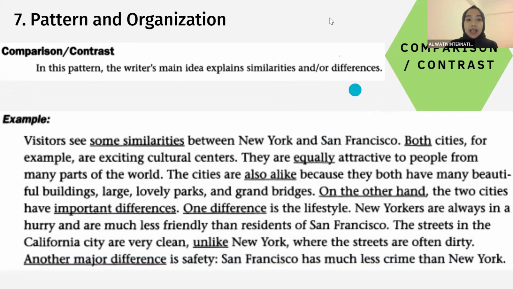Okay. Now, anyone wants to read the example paragraph of comparison? Yes. Yeah, I can read. Okay, yes, Sadil, please.